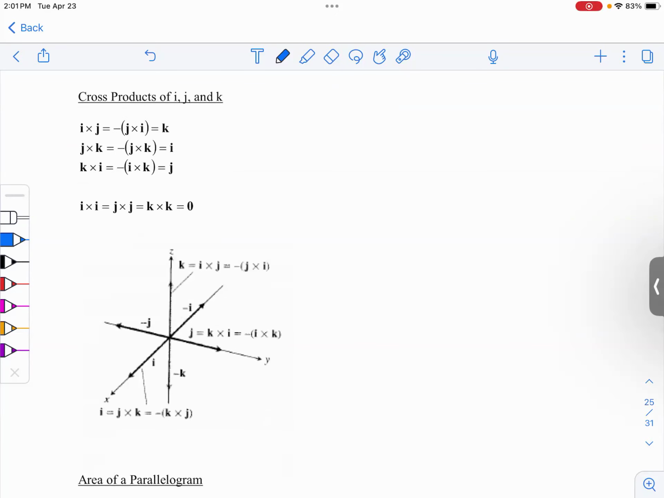Okay, something else. So some facts. I cross J, that is the unit vector on the x-axis cross the unit vector on the y-axis. And this is what we were just talking about. If you cross the x with the y, what direction are you now heading? Z, all right? So you're now heading K, okay? And vice versa, right? If you cross y with x, you're headed negative K, right?